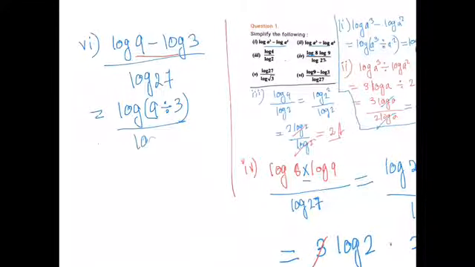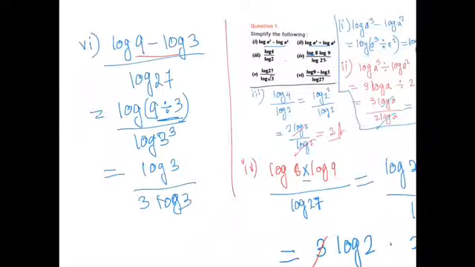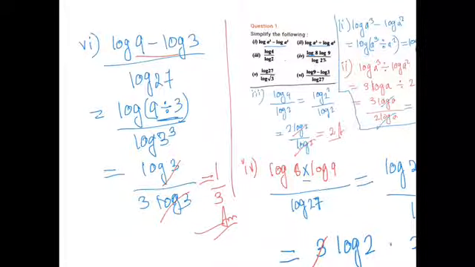Divided by log 27. Instead of writing log 27, we can also break it down as 3 cube. So the upper portion becomes log of 3, since 9 divided by 3 is 3. The lower portion is 3 log 3. So log 3 gets cancelled out. My answer is 1 by 3. 1 by 3 is the answer of question number 6.